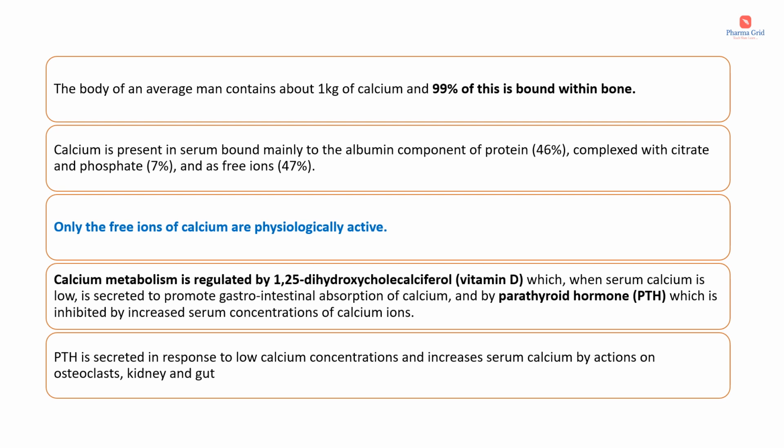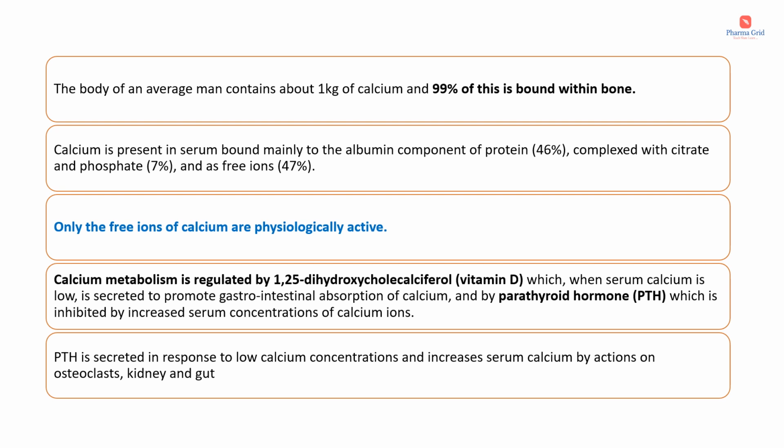Calcium metabolism is regulated by 1,25 dihydroxycholecalciferol, which is vitamin D, which when serum calcium is low is secreted to promote gastrointestinal absorption of calcium, and by parathyroid hormone, which is inhibited by increased serum concentrations of calcium ions. So this calcium regulation is mainly by the action of vitamin D, which is also known as 1,25 dihydroxycholecalciferol, then parathyroid hormone as well as calcitonin. This parathyroid hormone is secreted in response to low calcium concentrations and increases serum calcium by actions on osteoclasts, kidney and gut.